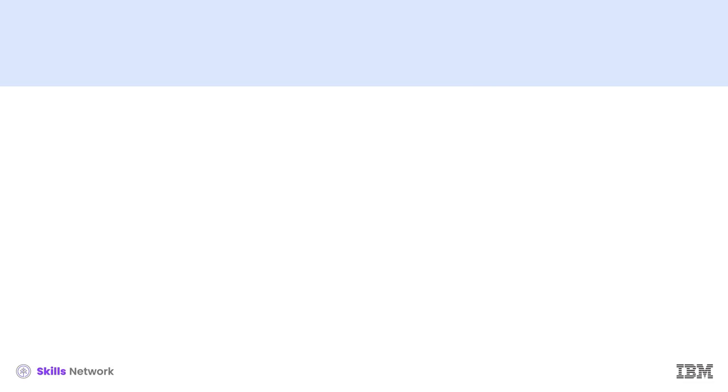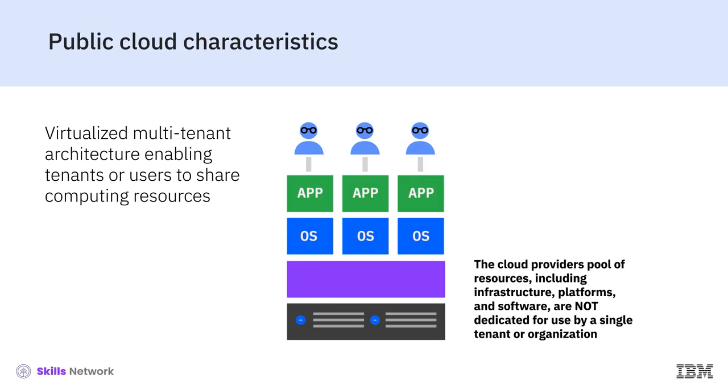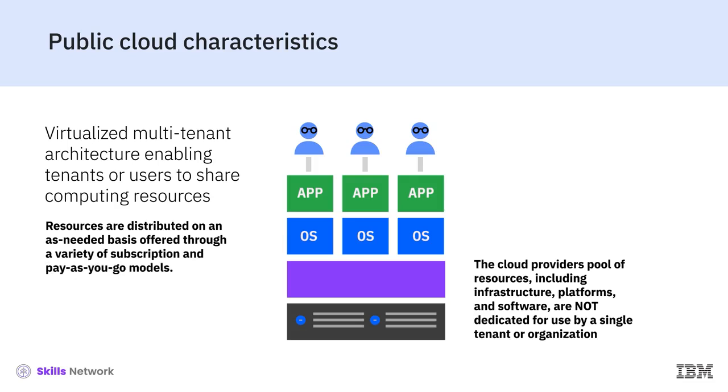Let's talk about some of the characteristics of a public cloud. A public cloud is a virtualized multi-tenant architecture enabling tenants or users to share computing resources, residing outside their firewalls. The cloud provider's pool of resources, including infrastructure, platforms, and software, are not dedicated for use by a single tenant or organization. Resources are distributed on an as-needed basis offered through a variety of subscription and pay-as-you-go models.